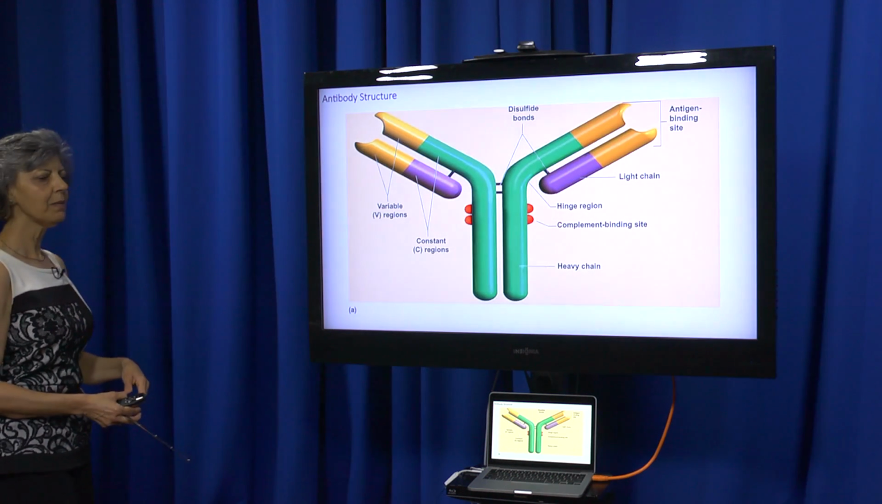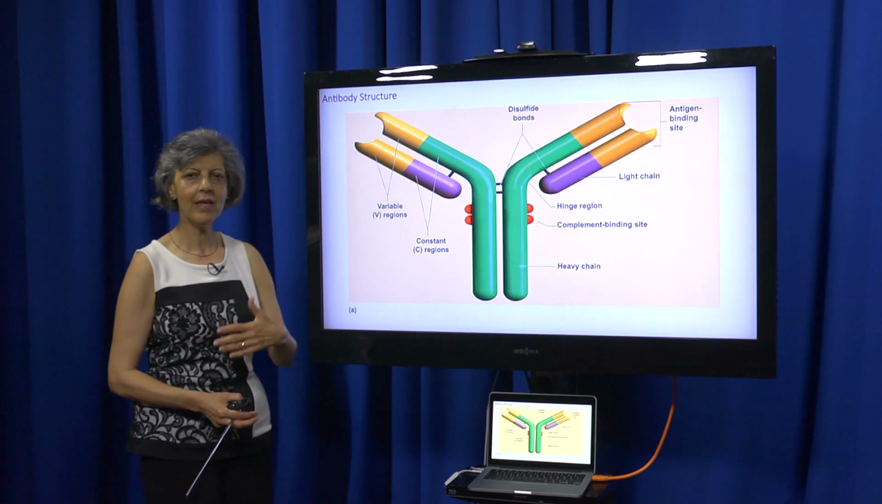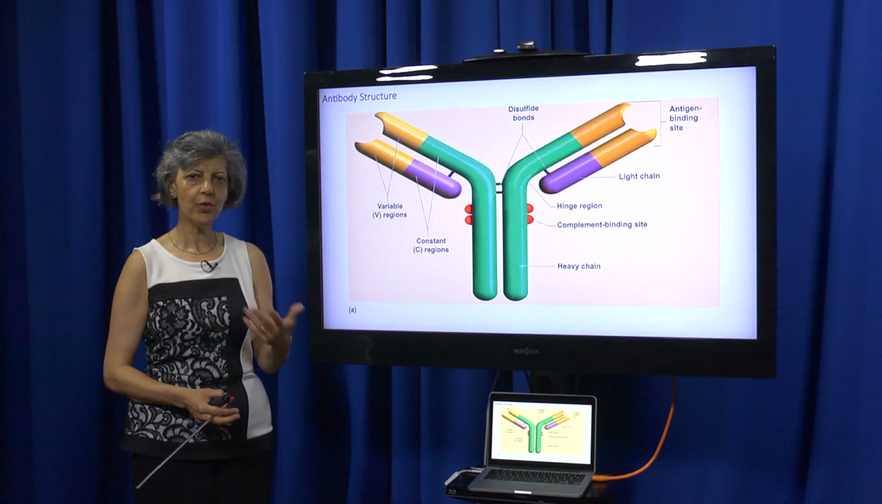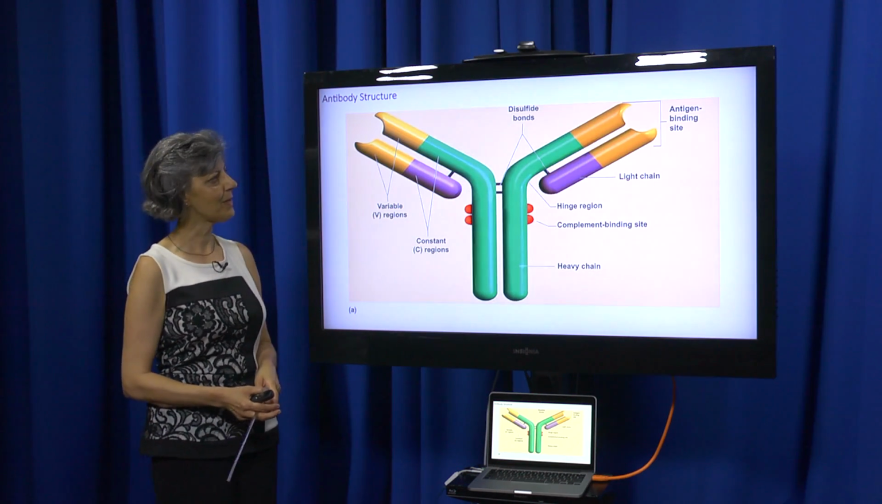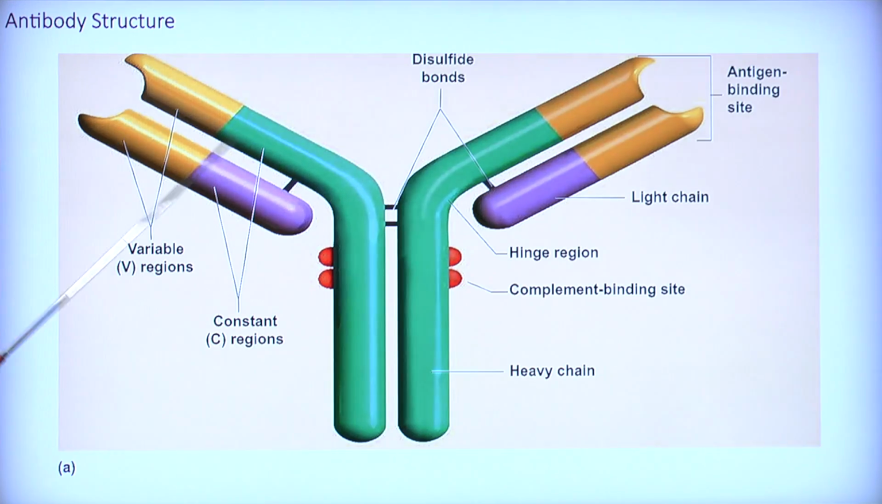What do antibodies actually do? How can they overcome the antigen? So we're going to briefly look at the shape and the different classes of antibodies. This is the shape of antibodies.